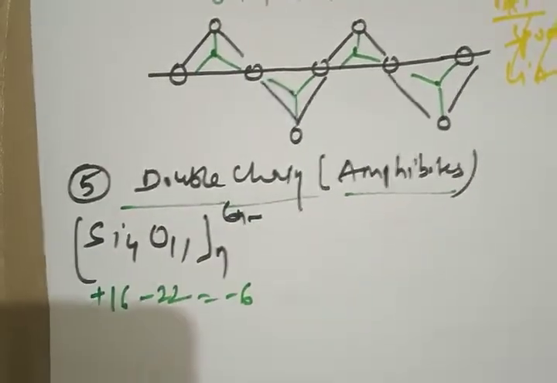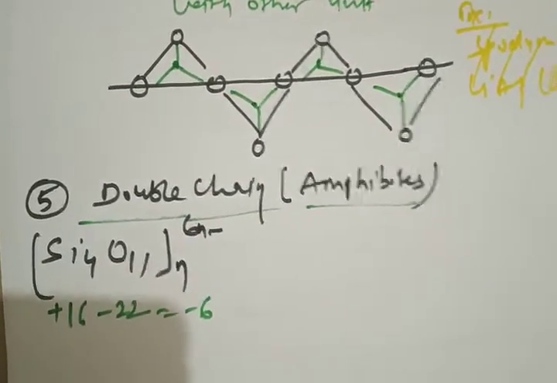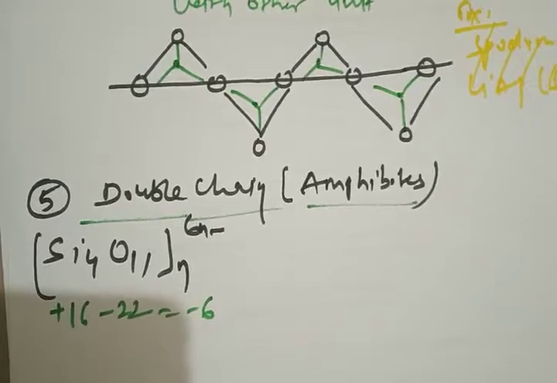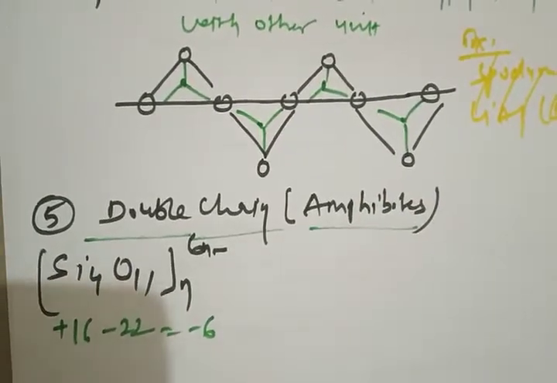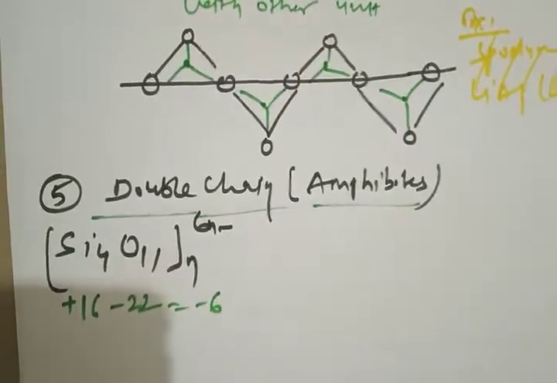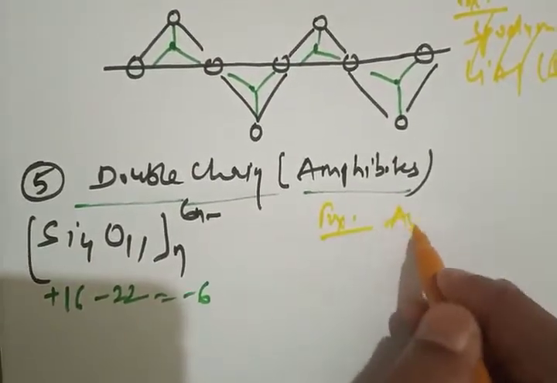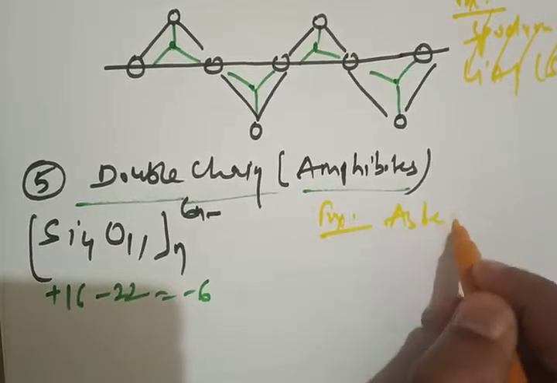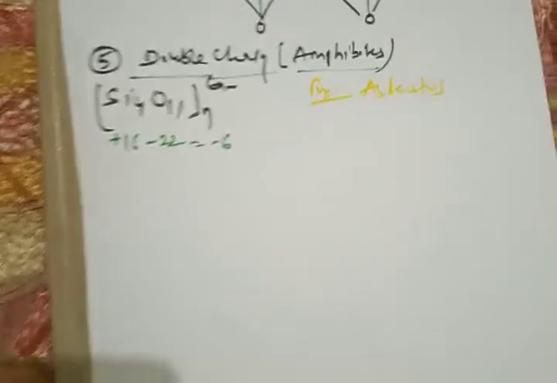Here same thing, each unit will combine with the other two units again. And the example of this is asbestos. Asbestos is the example of double chain.